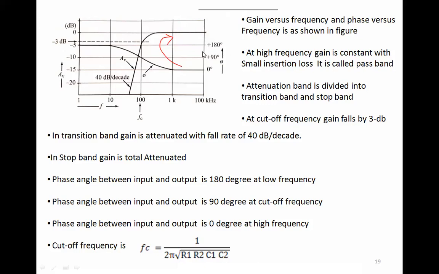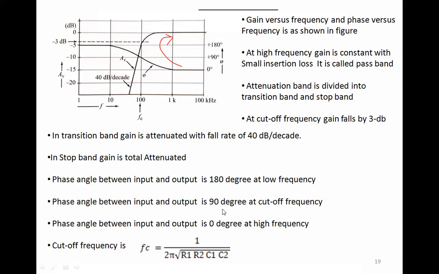Okay, so it's a plus 180, and at high frequency, the gain is constant with small insertion loss, and that is called a pass band. Okay, and the attenuation band is divided into transition and stop band, right? So this becomes my stop band and this becomes my transition band. So the cutoff frequency falls at minus 3 dB and 40 dB is the fall off rate. At stop band, there is a total attenuation, right? And the phase angle between input and output is 180 degrees.